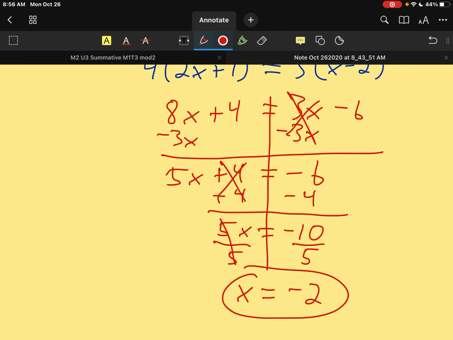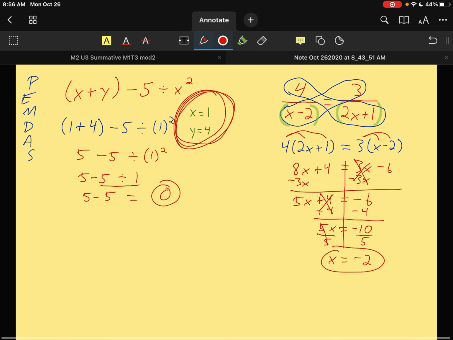All right, so that is evaluating expressions and solving proportions. Complete the practice. Join Zoom if you have any questions. And yeah, let me know.